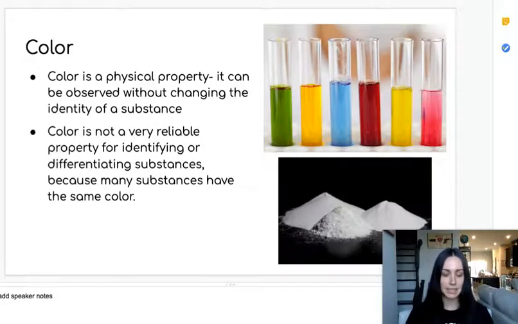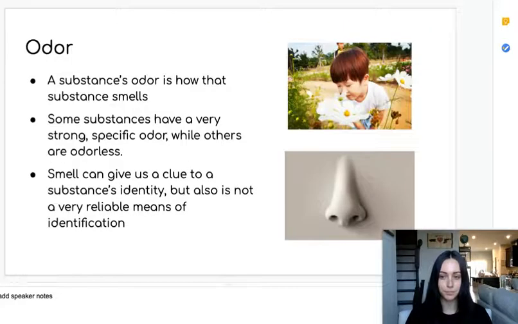So I could get an idea of, well, this powder may be white and this powder may also be white. So I may think perhaps they're the same, but I'm definitely going to need more information in order to make that conclusion. The next property that we'll talk about today is odor. Odor is simply the substance's smell or what it smells like.